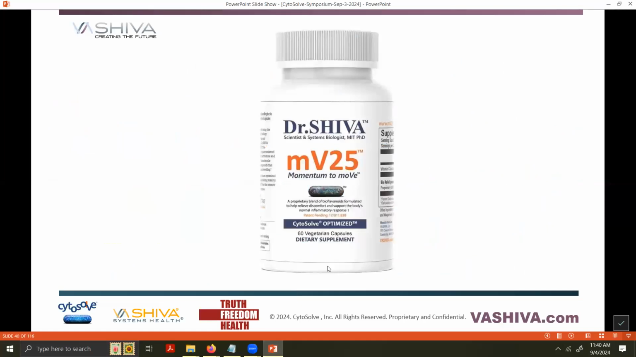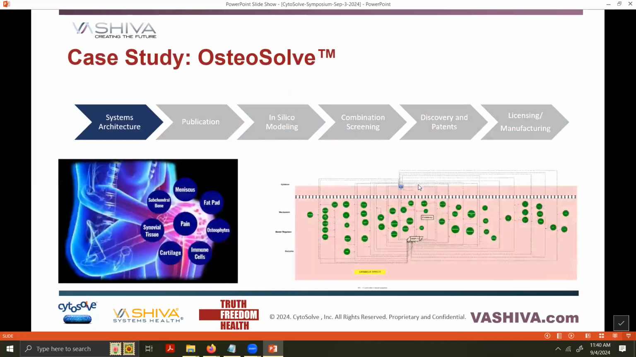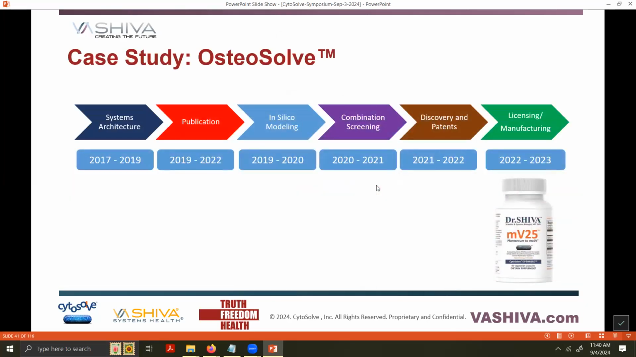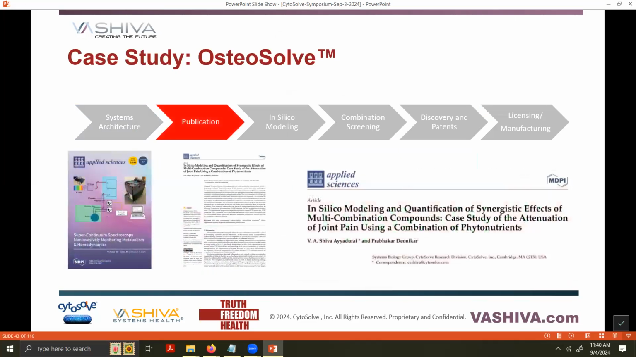That's a living example of the process that we've done, going end to end from doing the science to doing the work. As we summarize that next, you'll see that in 2017 and 2019, we did the architecture of osteoarthritis. We mapped out 100,000 different molecular mechanisms. Then we published it. And following that, next slide, Prabhakar. Yeah, then we published that in one of the leading journals in the world.